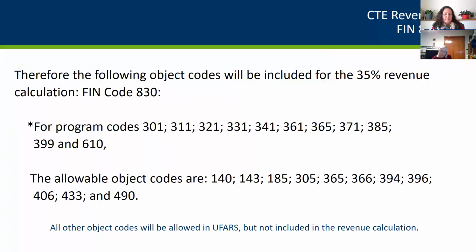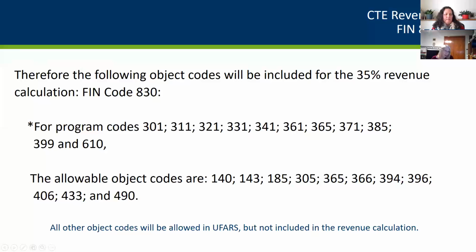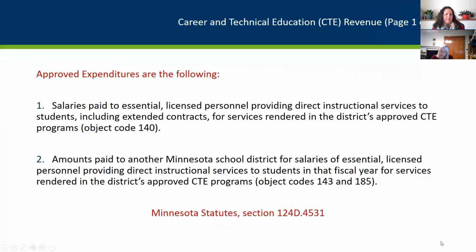The following objects and program codes are the codes that I pull when we start to look at your expenditures and start the calculation where we use the 35%. As you can see, the program codes are listed there. And then the only object codes that we pull, yes, you have other expenditures, you have benefits, you have equipment, but those are not eligible for the 35%. I'm going to go through some of the object codes.